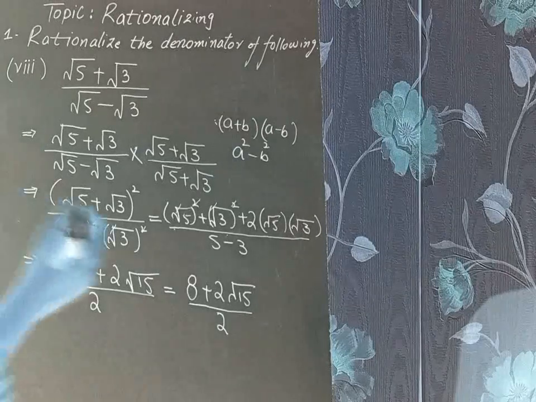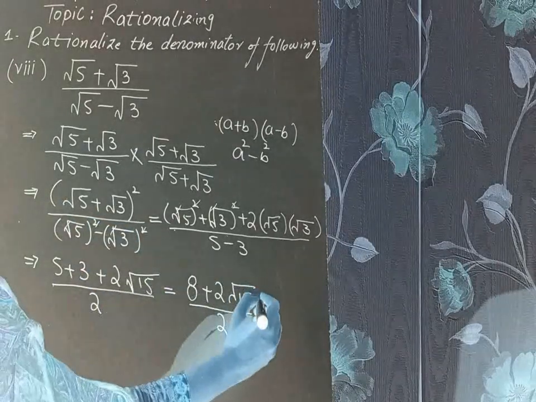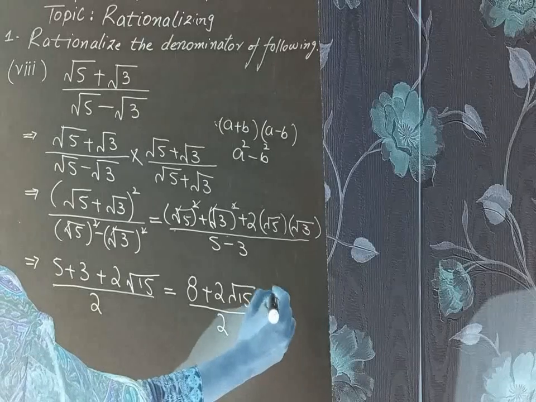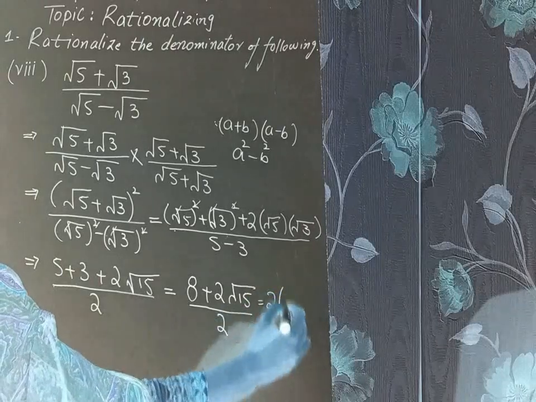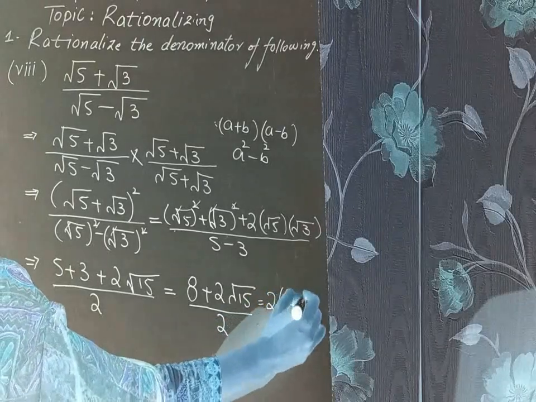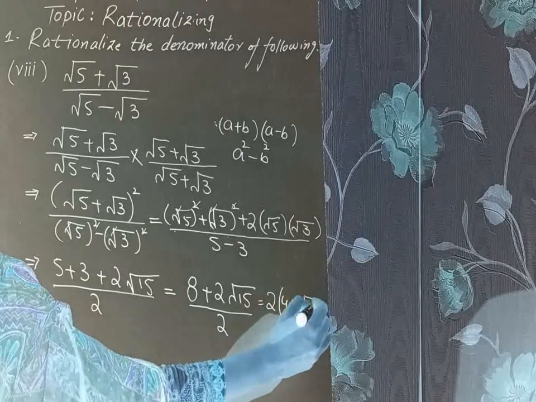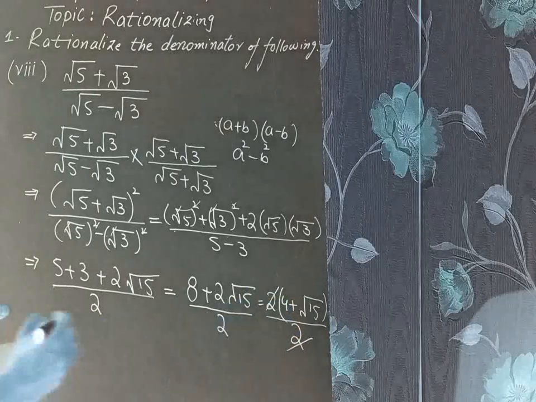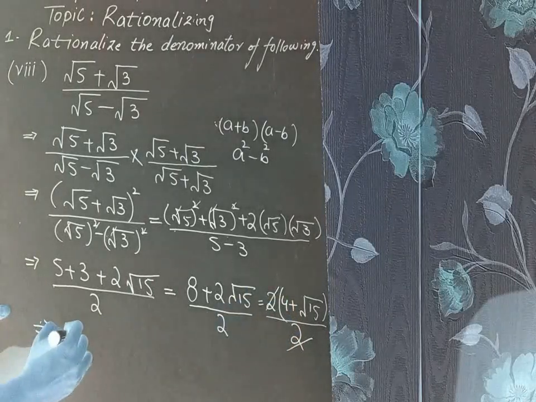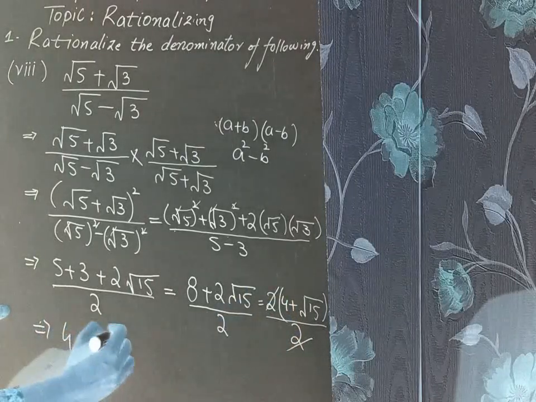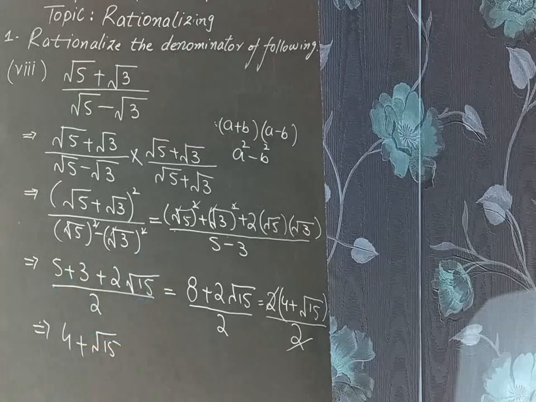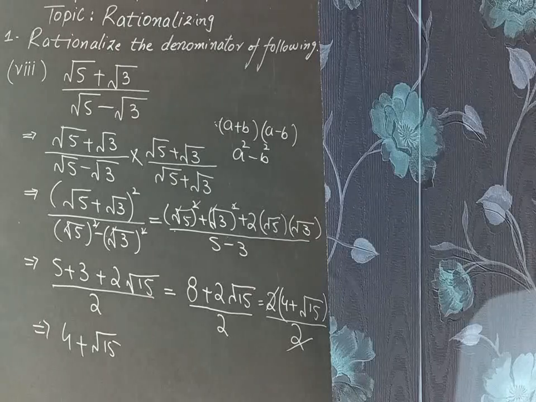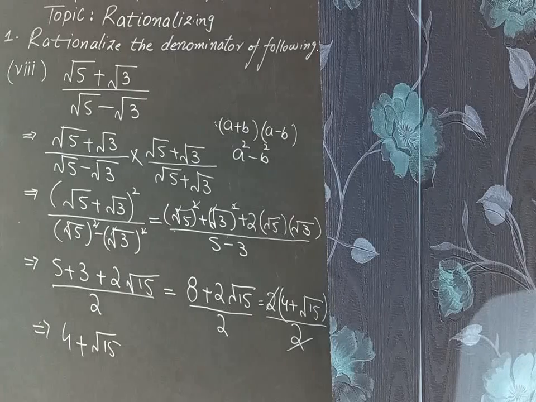Okay, now again going to take the common factor of 8 and 2. Its common factor is 2. Inside, what is left? 4 plus under root 15. And this is divided by 2. Both 2s are cancelled. So here the answer is 4 plus under root 15. Now in the denominator there is a 1 that is not a surd. So we have eliminated the surd from the denominator.